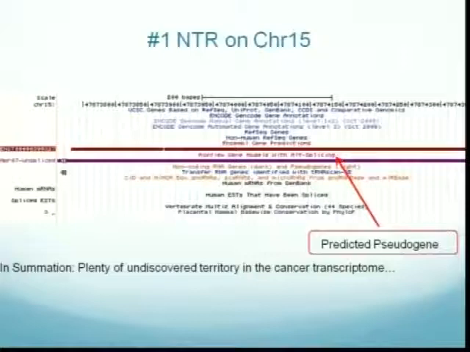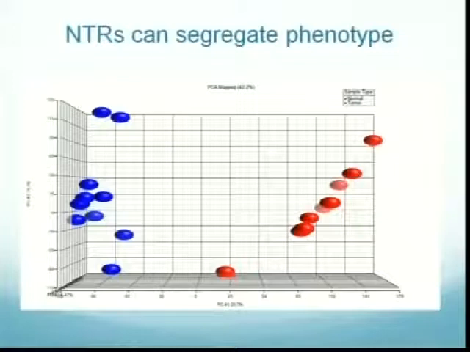So to summarize this idea of being able to discover novel transcribed regions from this data, my summary point is that there's plenty of undiscovered territory in the cancer transcriptome. I think we've just scratched the surface of really understanding what are all the components of the cancer transcriptome. What was neat then, if we do a PCA analysis based on these novel transcribed regions, here's the normal, here's the tumor, and it seems to segregate the phenotype. But it segregates the phenotype with no protein coding genes, no small non-coding RNAs, no tRNAs, no nothing. So I think this is quite interesting to see the separation of phenotype just based on these NTRs.